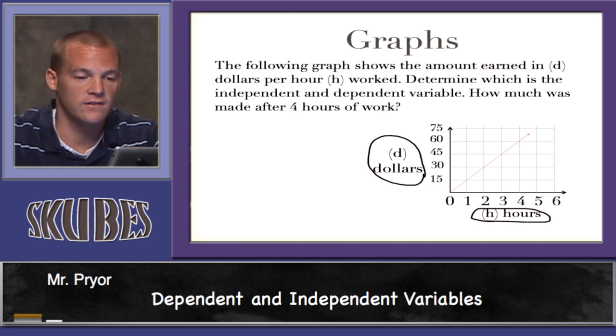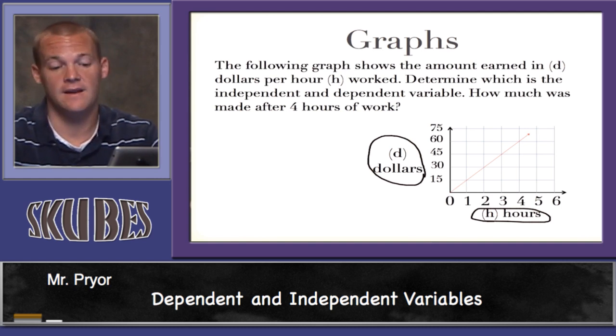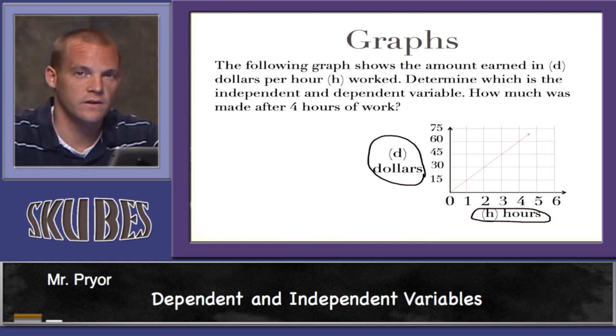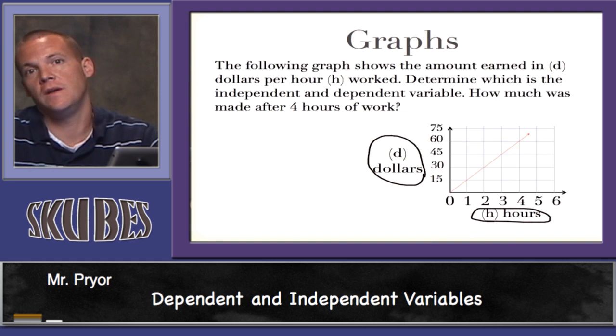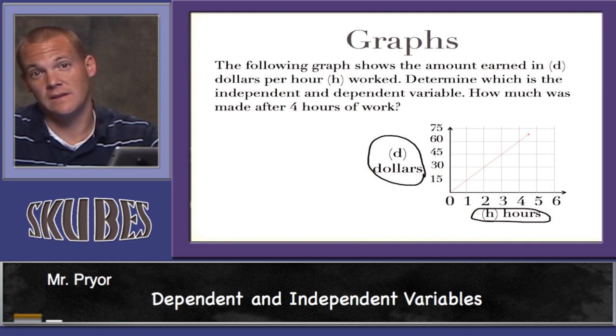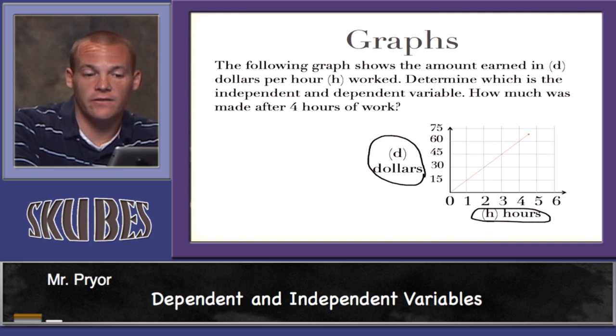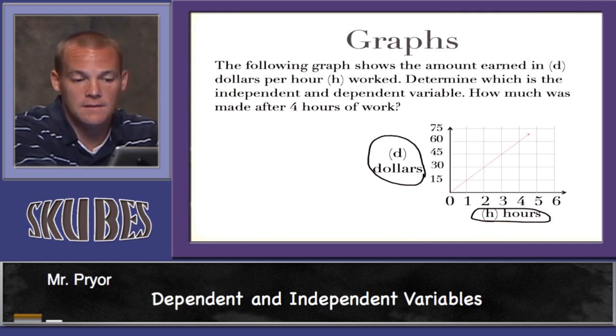So in this case, they're asking you to determine which is the independent and dependent variable. Well, we've kind of already done that, because hours is always going to be independent. Time will always be independent, and that is because basically time doesn't wait for anything, okay? So ultimately time will always be along that x-axis, and so that means that the D dollars in this case is going to be your dependent.